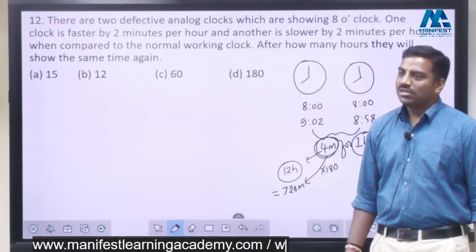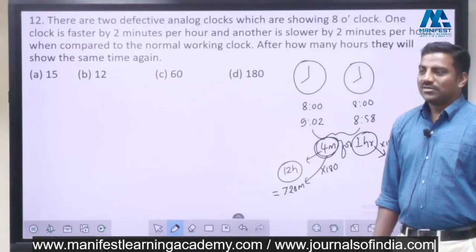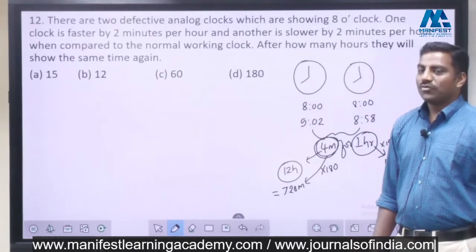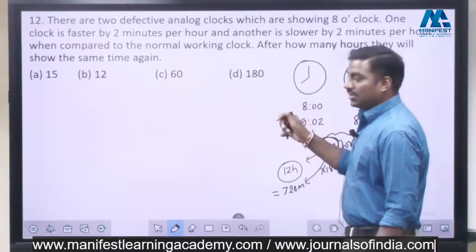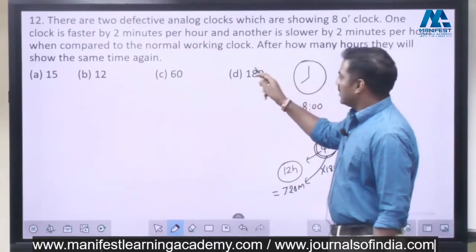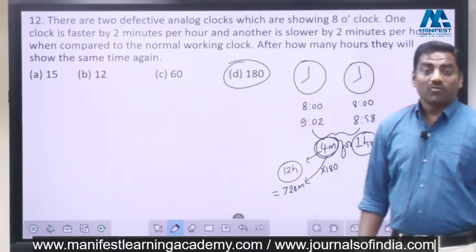How do you calculate days from hours? 180 divided by 24. How much is that? 7.5 days. But they have given the number of hours only. So we have to wait for 180 hours.